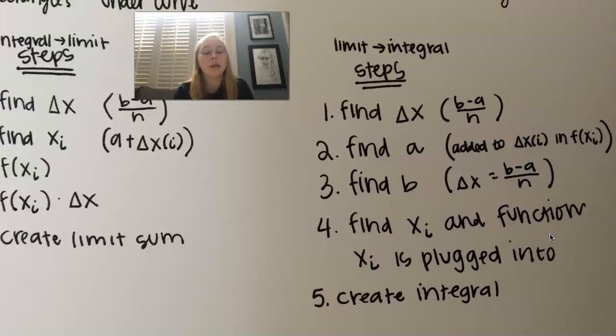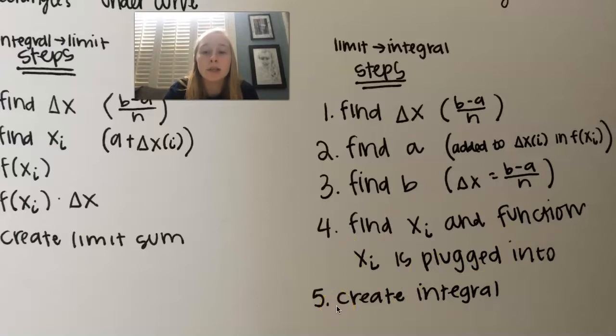Remember when we were going from an integral to a limit, you plugged in xi wherever there was an x, and this is going to be the exact opposite. Wherever there's xi, you're going to plug in an x. This can be kind of confusing. It can be kind of hard to see the equation, but it's still very doable, and you just have to remember what you're looking for. And then once you have the equation and the endpoints, it's time to create an integral, and you write the integral, and that is how you do it.